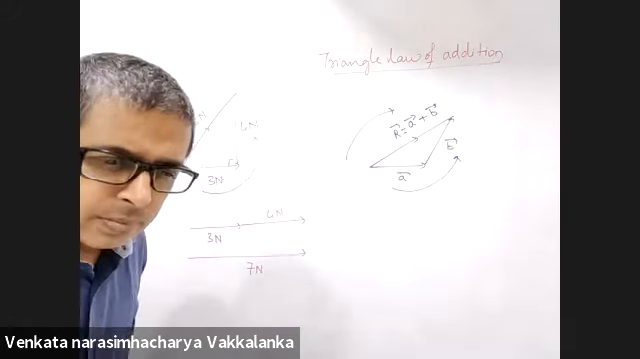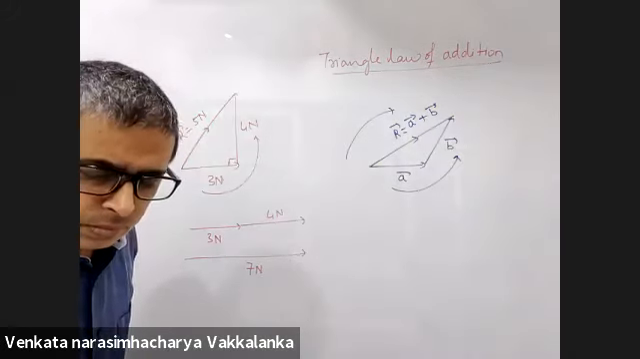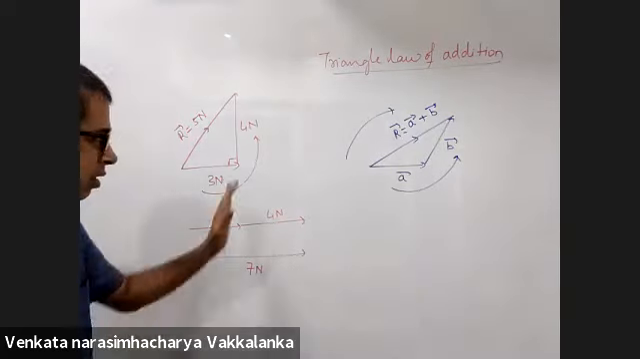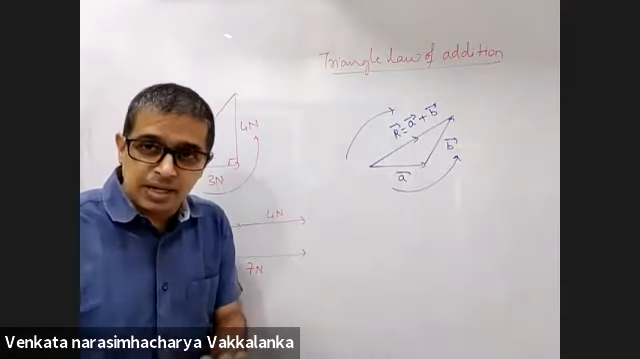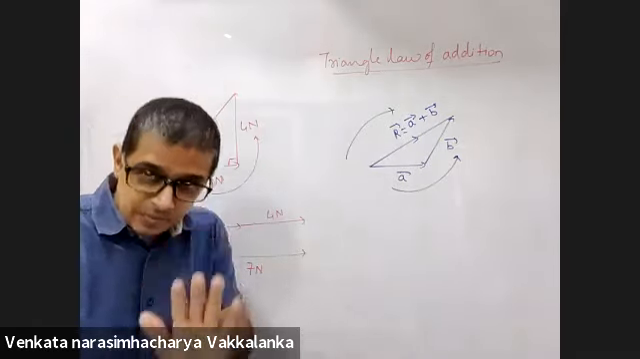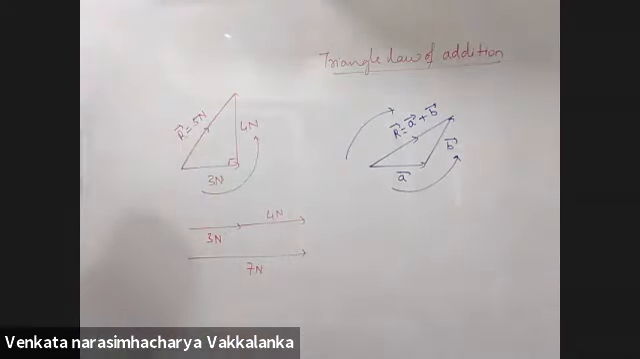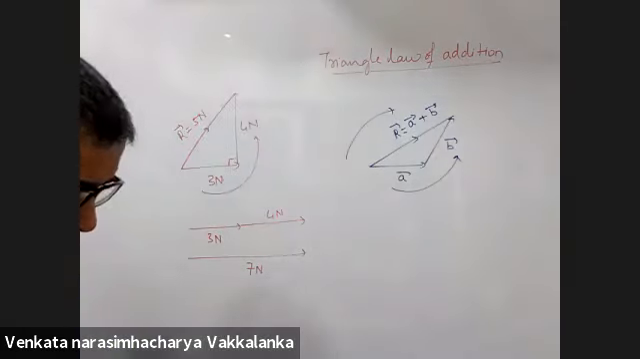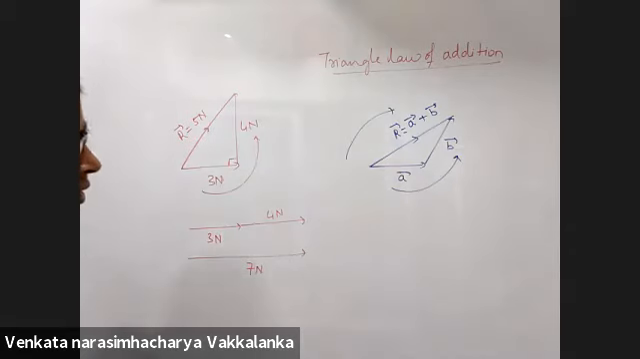Sir, if the triangle is acute or obtuse, then what would be the criteria for getting the resultant vector? Till here, did you understand? Yes, sir. Then wait, we will come to it. Sir, for the first diagram, A and B are also in different directions, right? So there we cannot apply Pythagoras theorem.